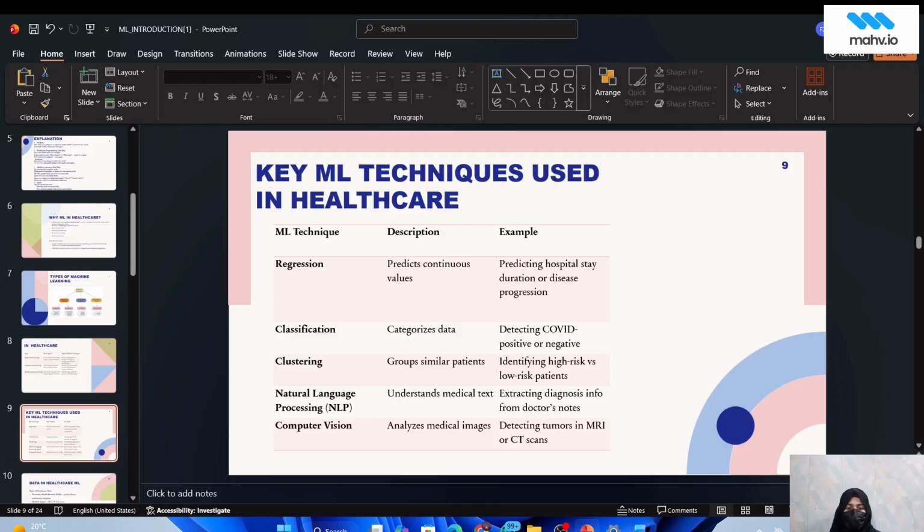After that, there is classification, basically to categorize the data. Example, detecting COVID positive or negative. There is clustering, that is grouping similar patients, to identify high risk versus low risk patients. And there is NLP, natural language processing, that understands medical text, extracting diagnosis information from doctor notes, and then computer vision that analyzes medical images, like tumors in MRI or CT scans. So these are the basic techniques in healthcare.